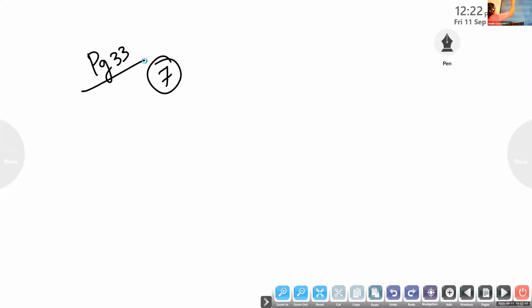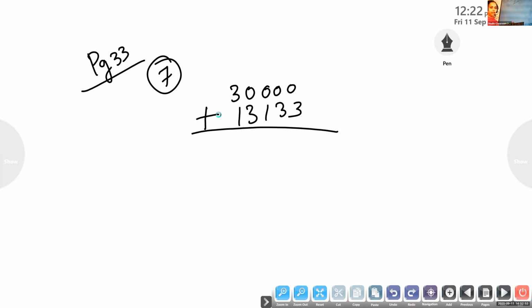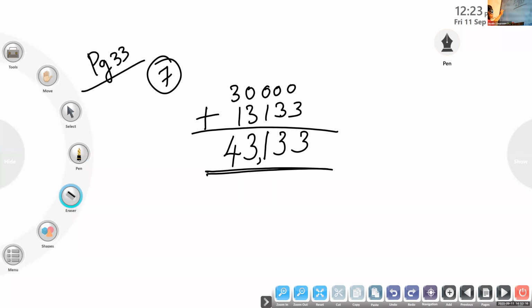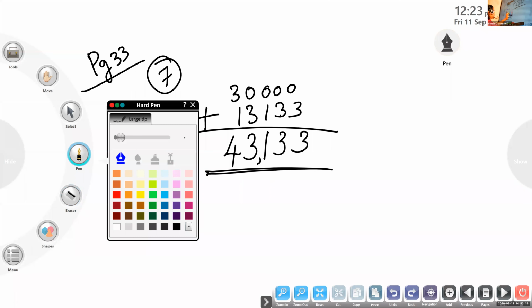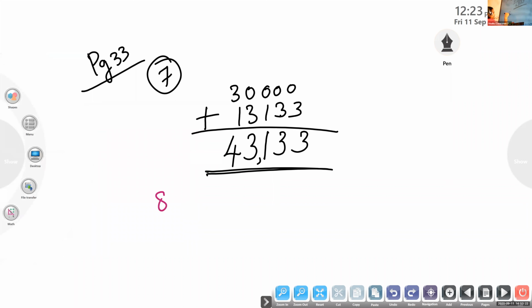When we add 30,000 and 13,133, when we add these two numbers, it is addition. Can you say the answer? 3 plus 0, 3. 3 plus 1, 4. 43,133. Children, please check whether you got the correct answer. Very easy question. There is no carryover for this. Question number 8.